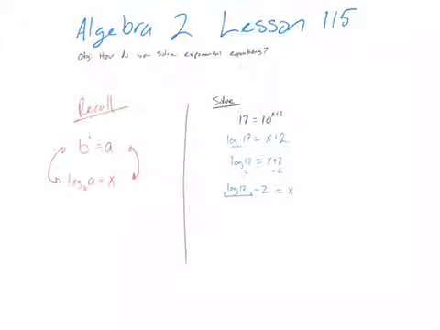We'll use our calculator, and we will notice that this comes out to be 1.23 minus 2 is equal to x, which means x is going to be approximately equal to negative 0.77.